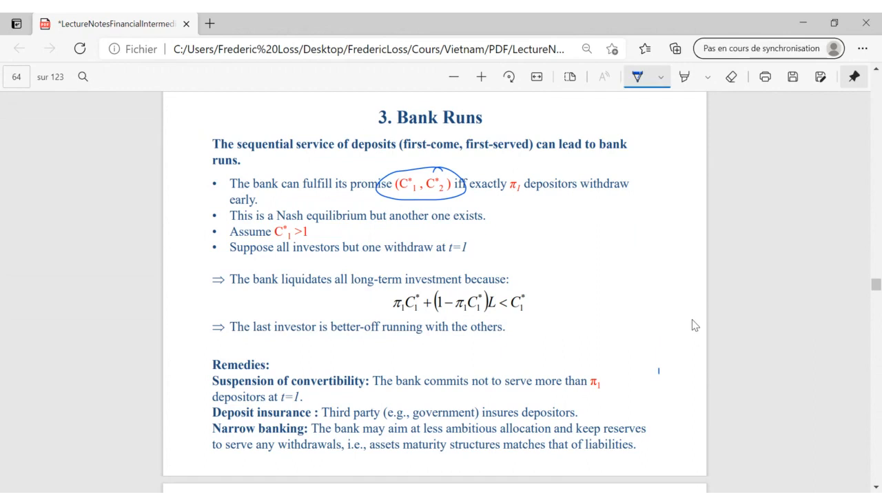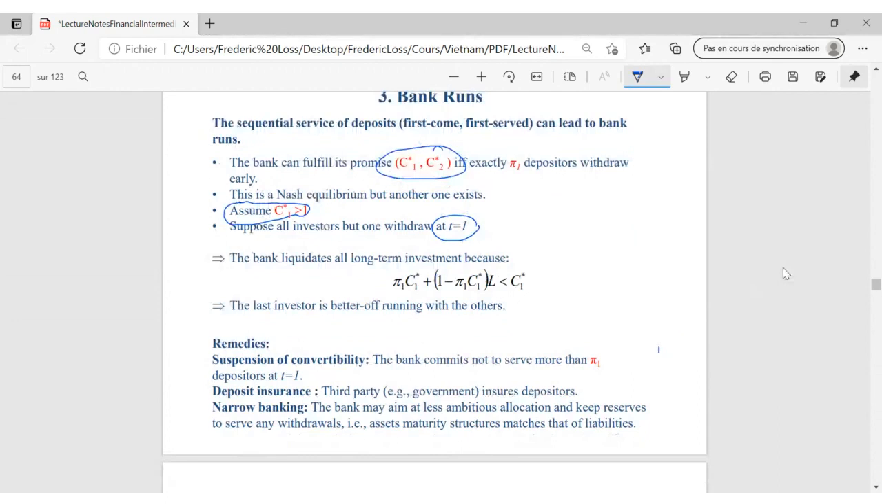So consider that C1 is bigger than 1. And suppose that all investors but one withdraw at t equal 1. So everybody except one person withdraws at t equal 1. What would be the optimal reaction for that person? To wait until t equal 2, or also to withdraw money? Well, if all investors but one withdraw at t equal 1, the bank is obliged to liquidate all long-term investment at t equal 1, because even this is lower than C1. So remember that capital L is lower than 1.